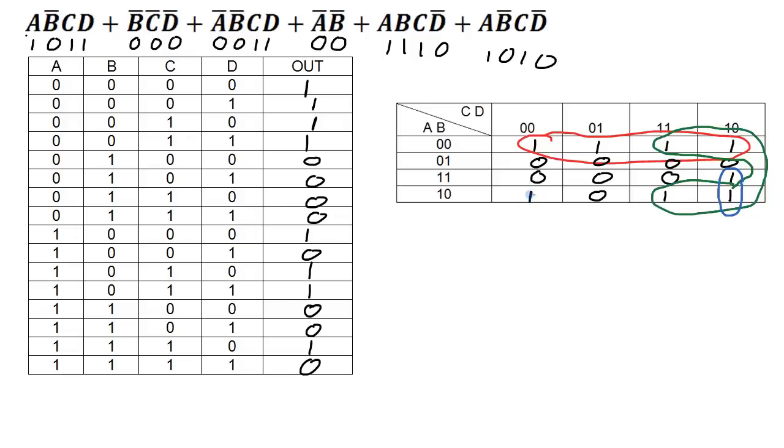Now it looks like I could wrap around this cell to group it with this cell over here, or this cell to group it up with this cell up here. But actually, if I look at all four corners, those four corners are all ones, and that will make a group of four from the four corners. So that cell is grouped with that cell, is grouped with that cell, is grouped with that cell to make one single group of four using the four corners.